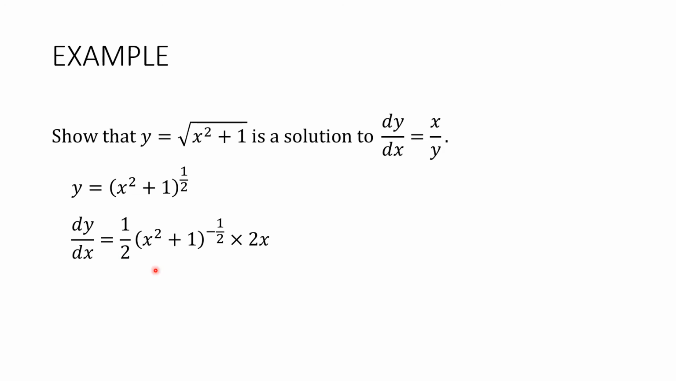Tidying this up, we can cancel these 2's, and I'm going to drop this (x squared plus 1) to the power of negative a half down to the denominator. So we have x over the square root of x squared plus 1. We're nearly there because this is equal to y. So it equals x over y. And so we've proved it.